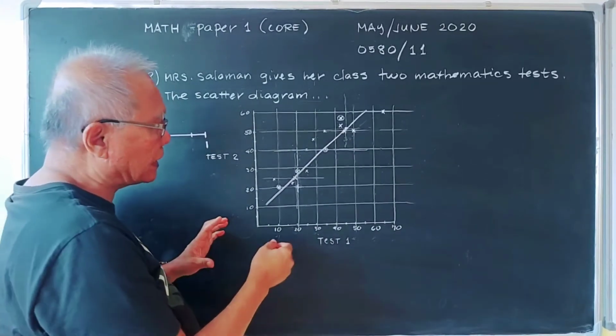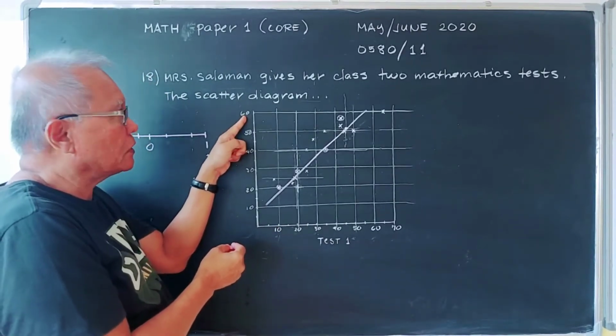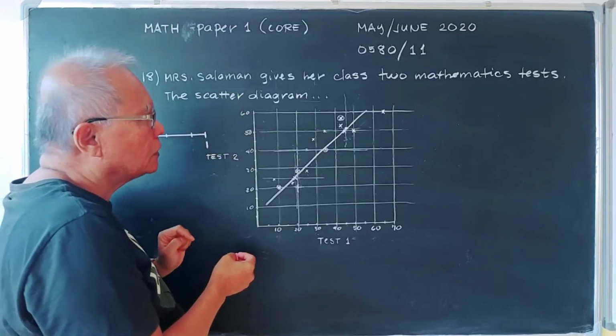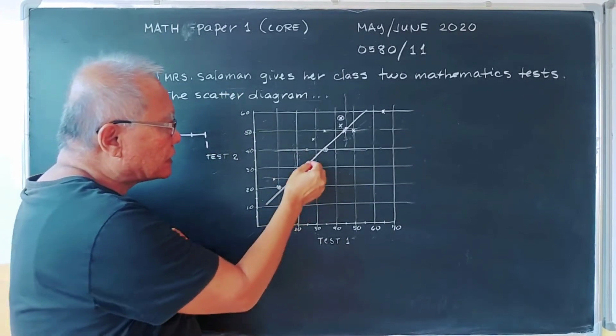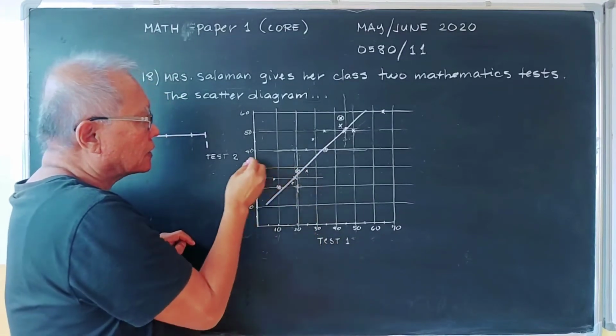Our diagram is not exactly the same as in our past paper. Okay, it's only an estimate of the points. You see, we don't have the 70. In our papers, we have the 70. So after that, this is our line of best fit, and we can estimate the test.